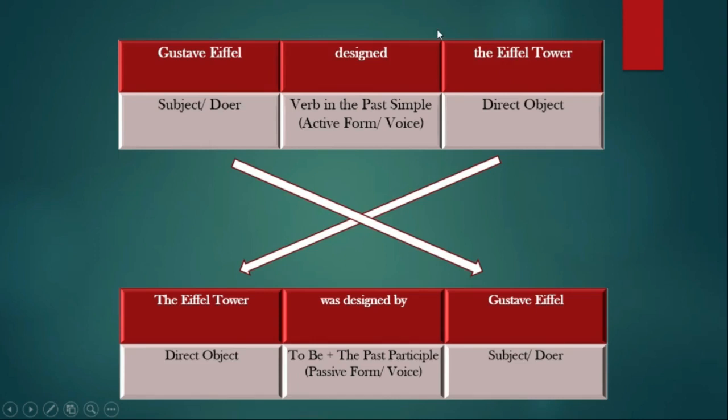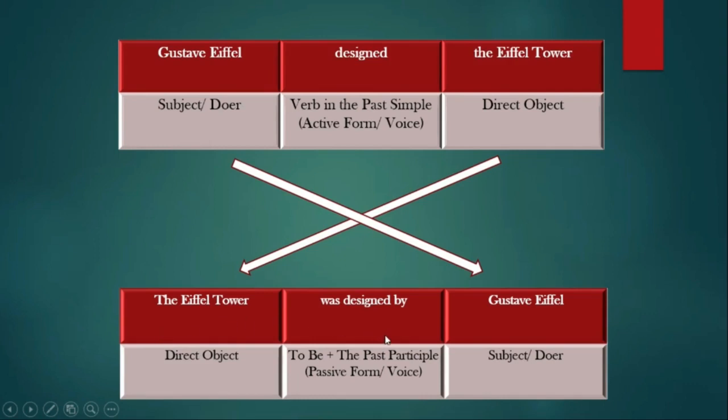In the active form, the doer of the verb is known. When I say Gustav Eiffel designed the Eiffel Tower, that means the designer of the Eiffel Tower is known. Who is he? Of course, Gustav Eiffel. But when I change my sentence from active into passive form or voice, I shall not mention the doer of the verb. Alright? It's not necessary to say by Gustav Eiffel. You just keep the sentence like this: The Eiffel Tower was designed.